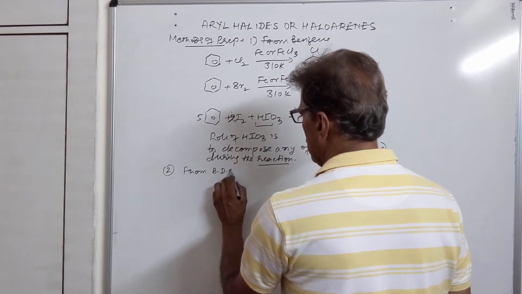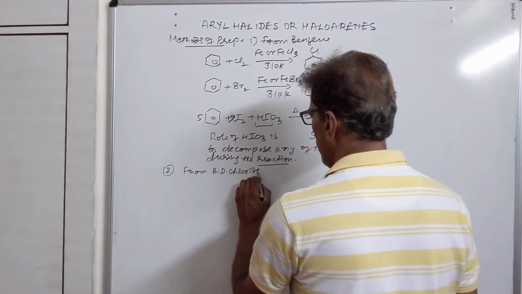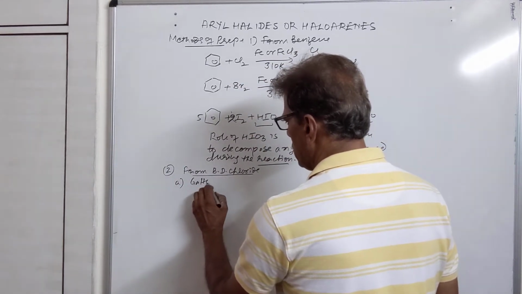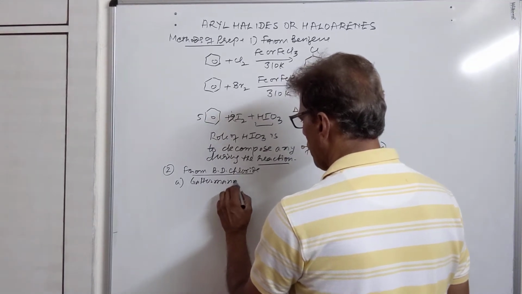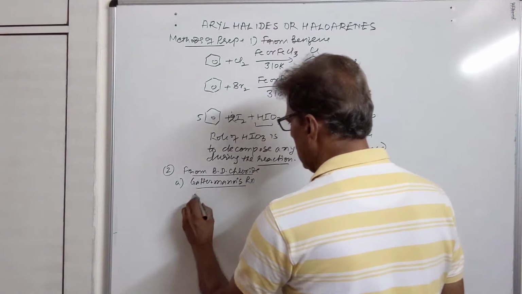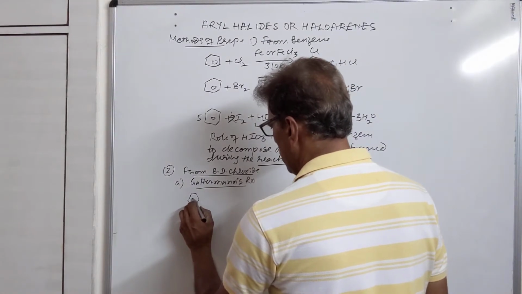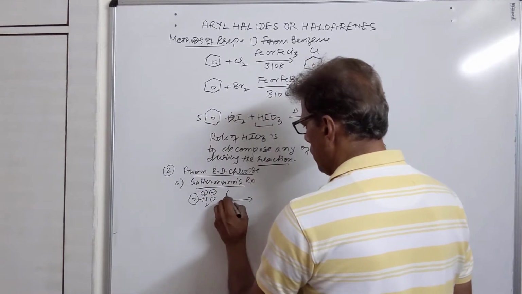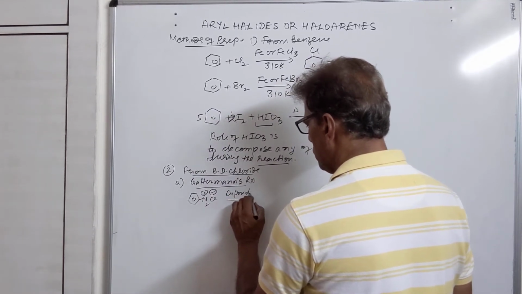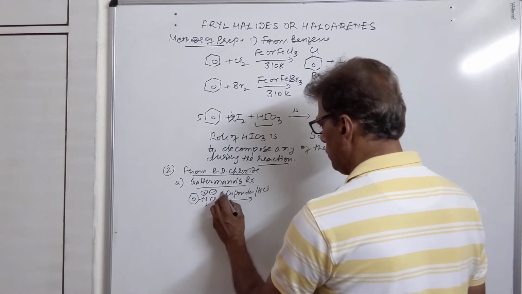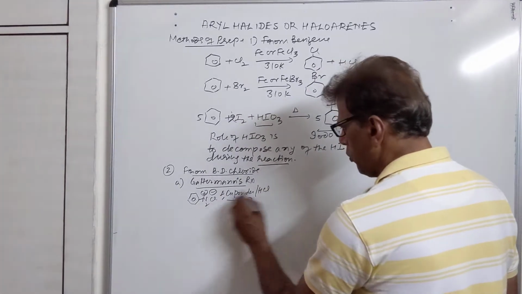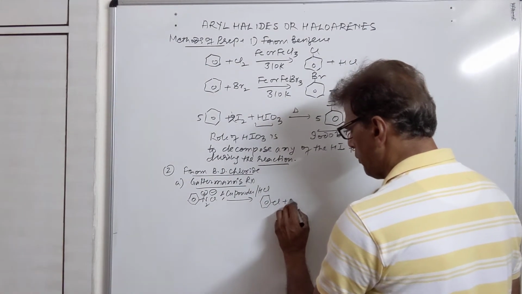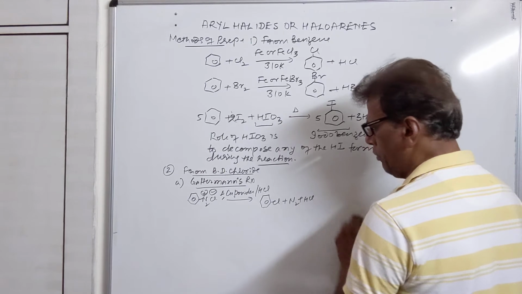Then we have the second method, that is from BDC, that is benzene diazonium chloride. Here we have two named reactions. First is Gattermann's reaction. In this reaction, benzene diazonium chloride is heated with copper powder in the presence of HCl. The chlorine will go into the benzene ring. We get chlorobenzene, and N2 plus HCl is obtained.